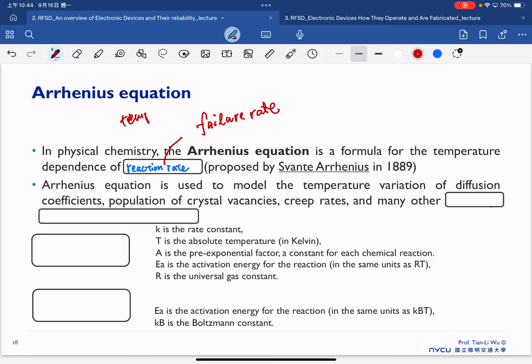temperature dependency of a failure rate here. And this is getting more and more important for us, because once we know the temperature dependency of the failure rate, that finally gives us the possibility to calculate the lifetime under different temperature conditions. So let's go back to the previous example.